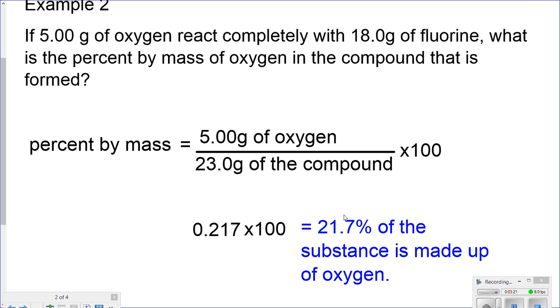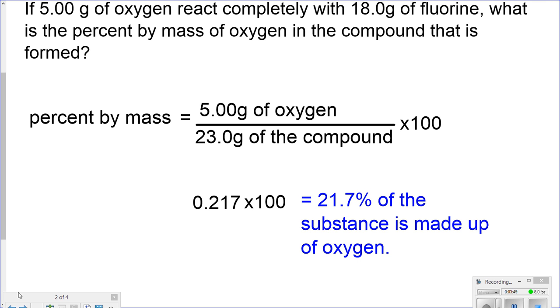In the compound of 23 grams, 21.7% of the substance is made of oxygen. The other 70-some% is made of, in this case, fluorine. But the question didn't ask for fluorine, so there's no need to answer that question. I just need to know that 21.7% is made up of oxygen.